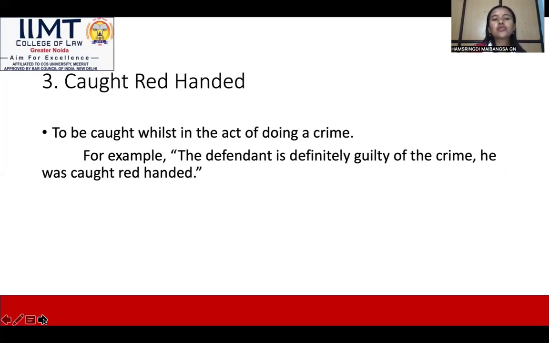The next one is to be caught red-handed. To be caught red-handed means to be caught while in the act of doing a crime. For example, the defendant is definitely guilty of the crime. He was caught red-handed. So what does it mean? The defendant is guilty of the crime because he was caught while he was doing the crime. He was caught red-handed. That is why there was proof that he was guilty of the crime.